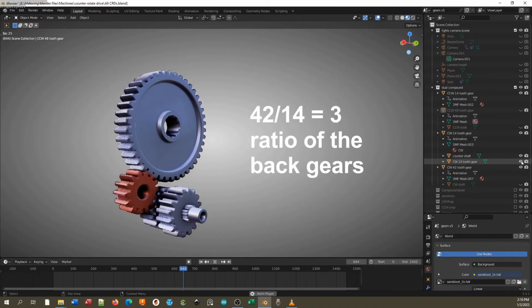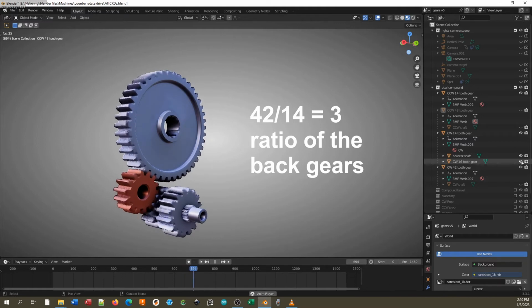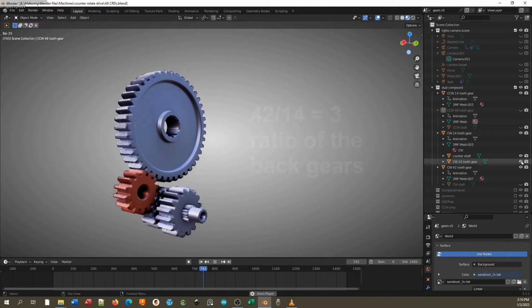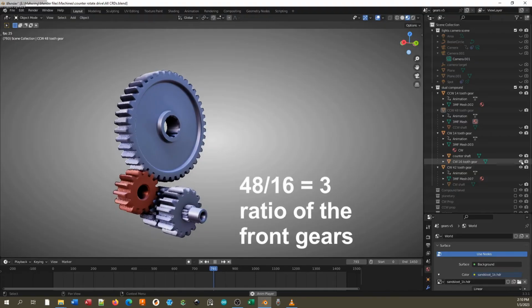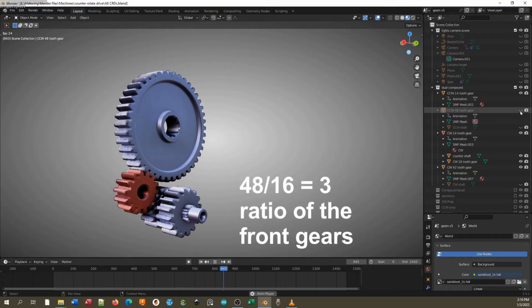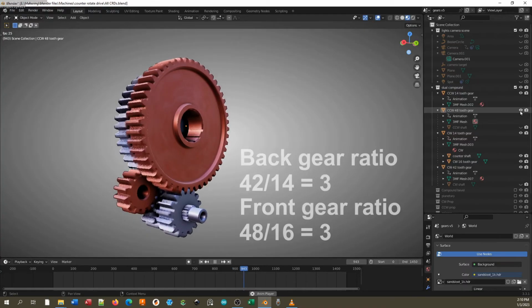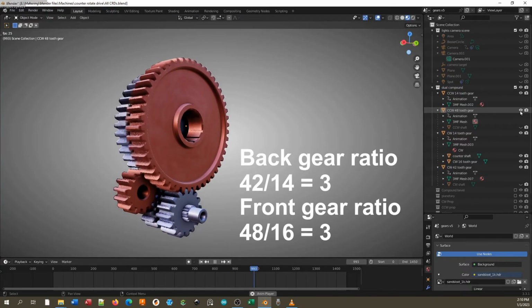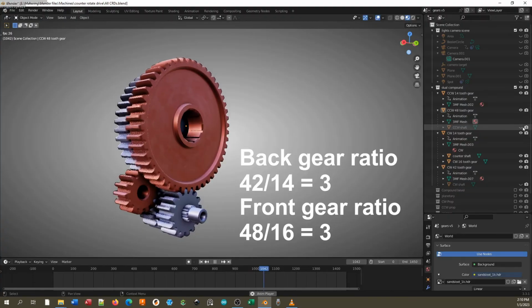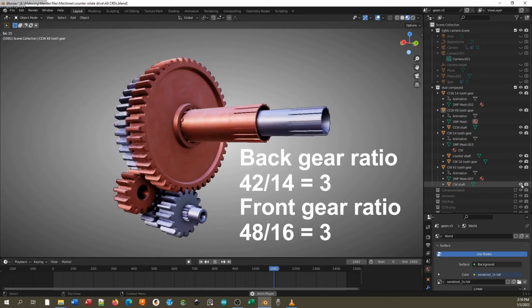So in the back gears, there's a 3-to-1 ratio, and that comes from a 14 and a 42-tooth gear. If I add a 48-tooth gear to the front set, that's 48 teeth on a 16-tooth pinion. So 48 divided by 16 is 3, 42 divided by 14 is 3. So both the front and the back gears have the same speed.